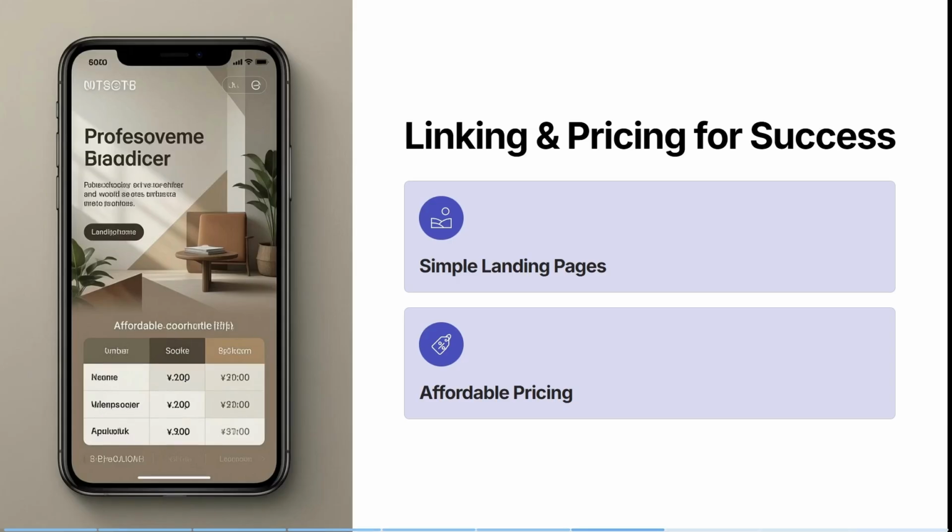Pricing also matters. Digital products usually work best at affordable prices because TikTok users make fast decisions. When the price feels reasonable and the value is clear, people don't overthink. You can always increase the prices later as your audience grows.